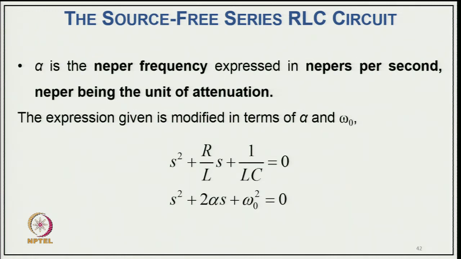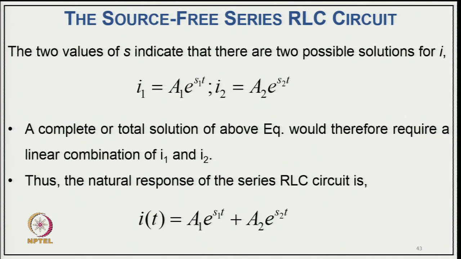So, now we can write the original equation S square plus R upon L S plus 1 upon LC equal to 0 as S square, with R upon L equated to 2 alpha from the previous equation, so 2 alpha S plus omega0 square equal to 0. That is again the quadratic equation in a much simplified fashion, where we have defined the two new terms, alpha and omega0. The two values of S indicate that there are two possible solutions for I, and these two solutions we can say are I1 equal to A1 e to power S1 t and I2 equal to A2 e to power S2 t.